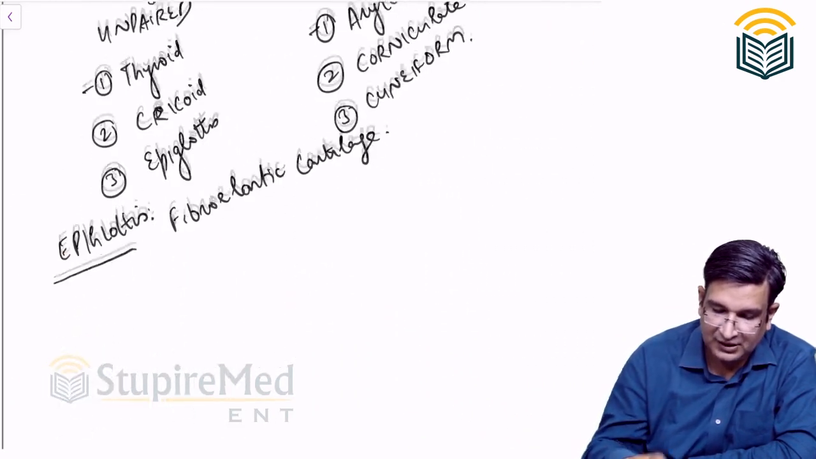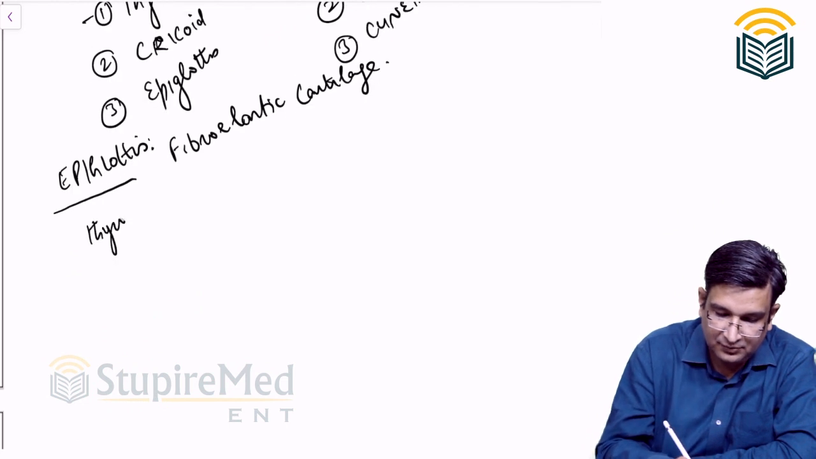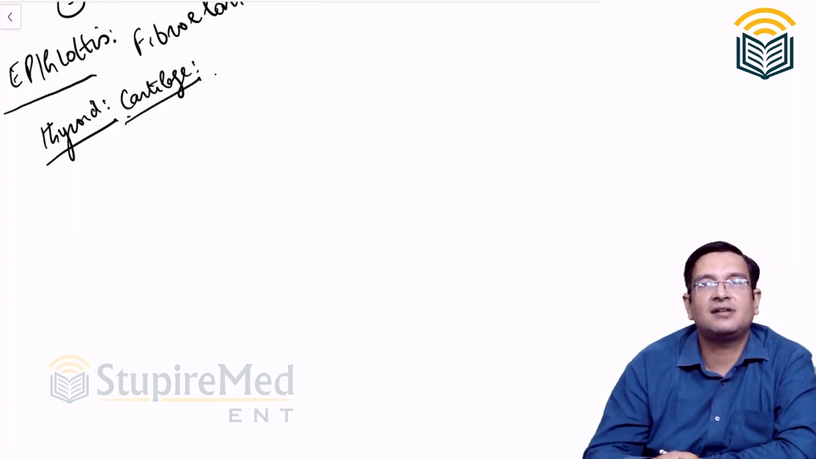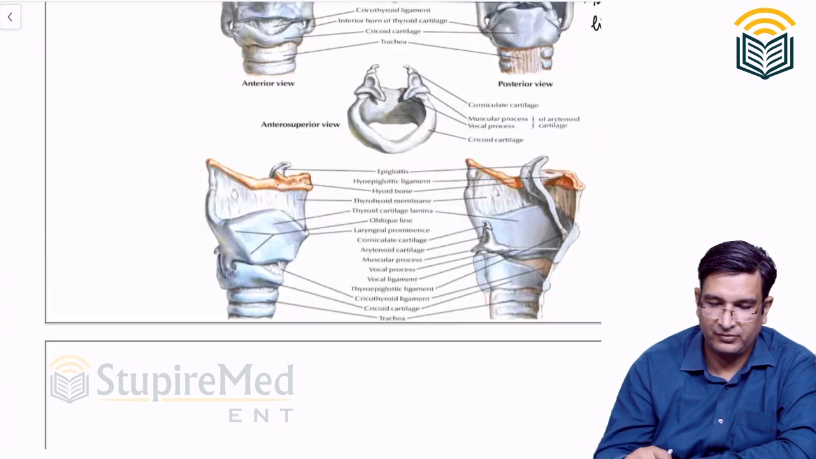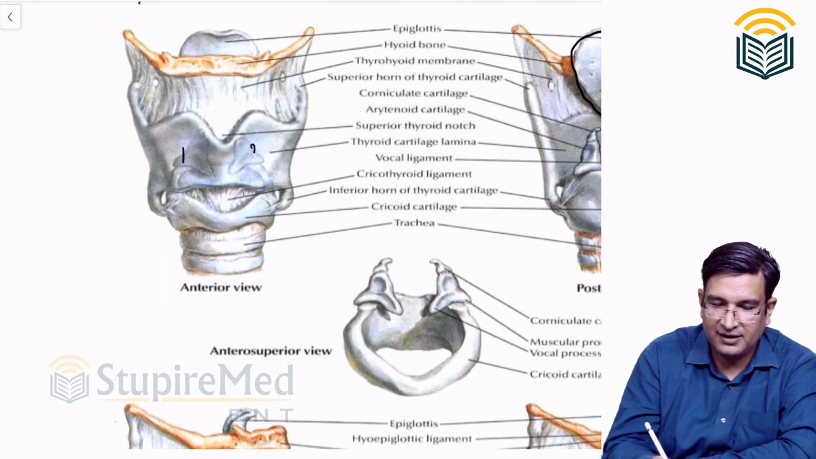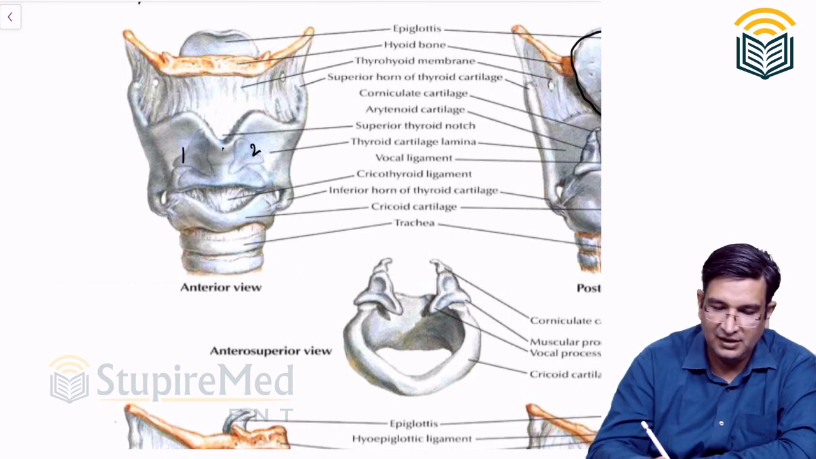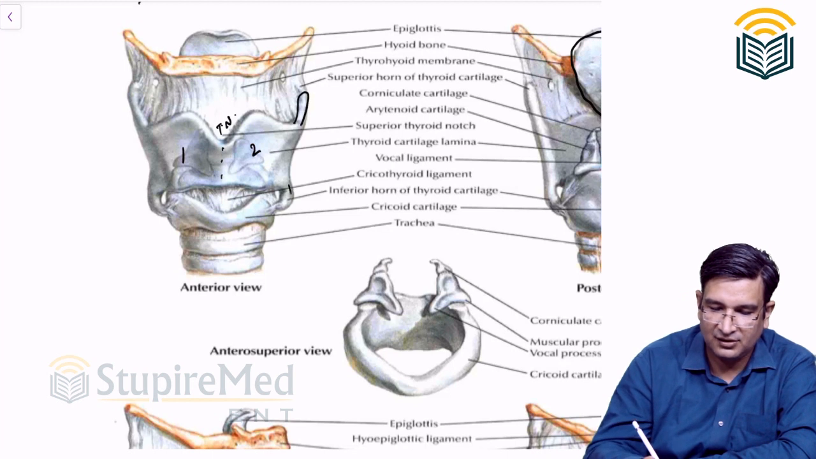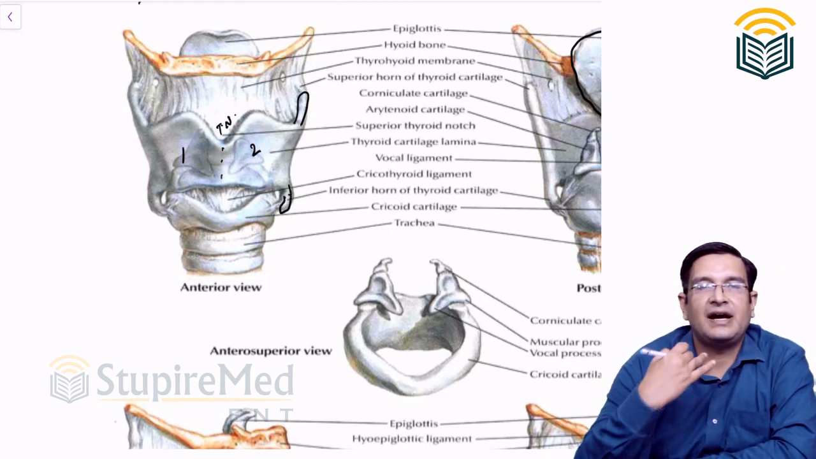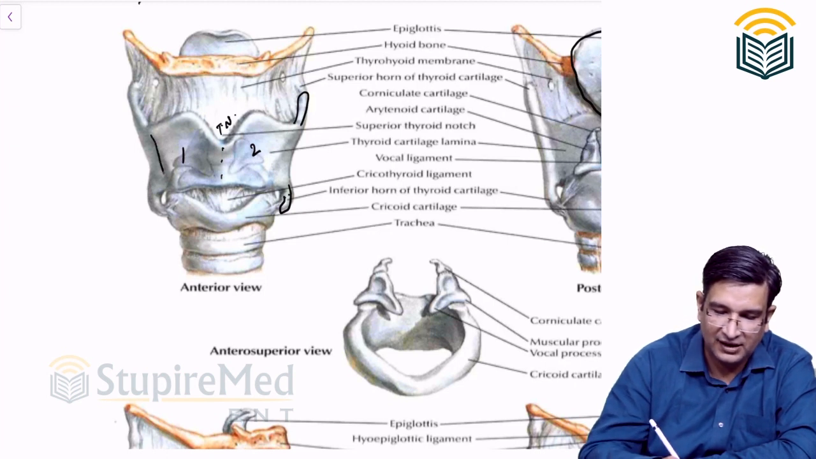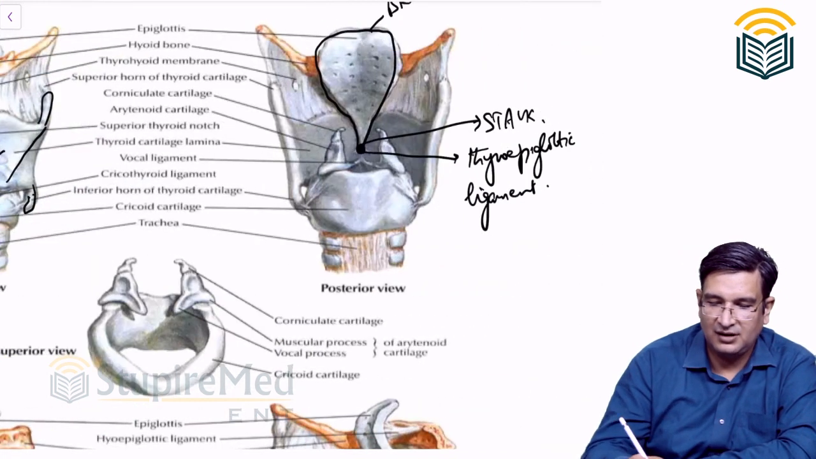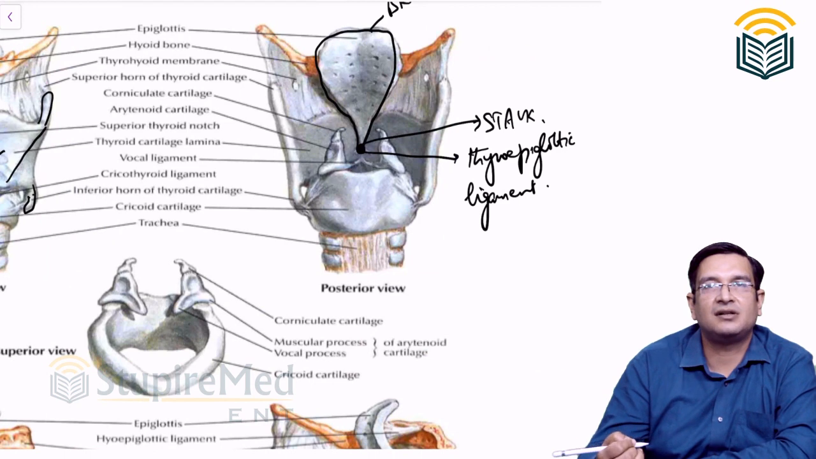Next cartilage is thyroid cartilage. If you see this thyroid cartilage, it is made up of two laminas. This is one lamina, this is the second lamina. Both the laminas meet in the midline and form this angle, which is called the thyroid notch. This thyroid cartilage has two cornu. This is the greater cornu and this is the lesser cornu. Over the anterior surface of this thyroid cartilage, there lies an oblique line, and three muscles are attached to this oblique line. On the posterior side, as I already told you, the epiglottis is attached to the thyroid cartilage in the midline.